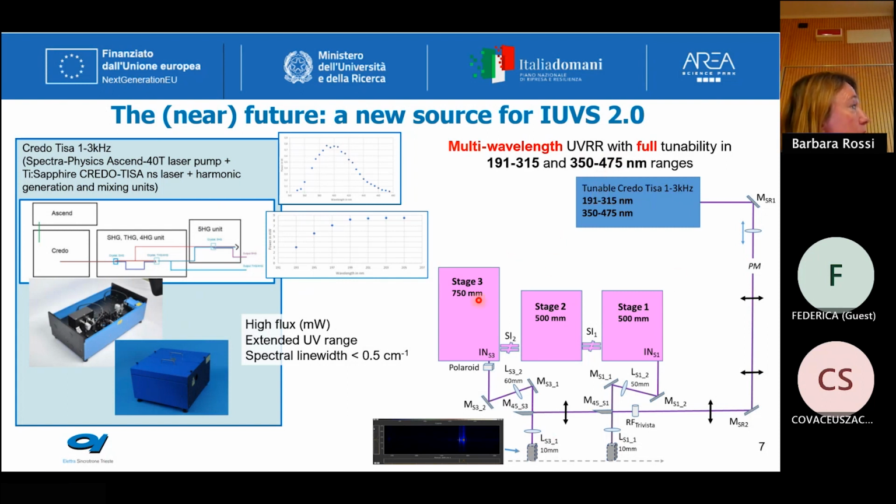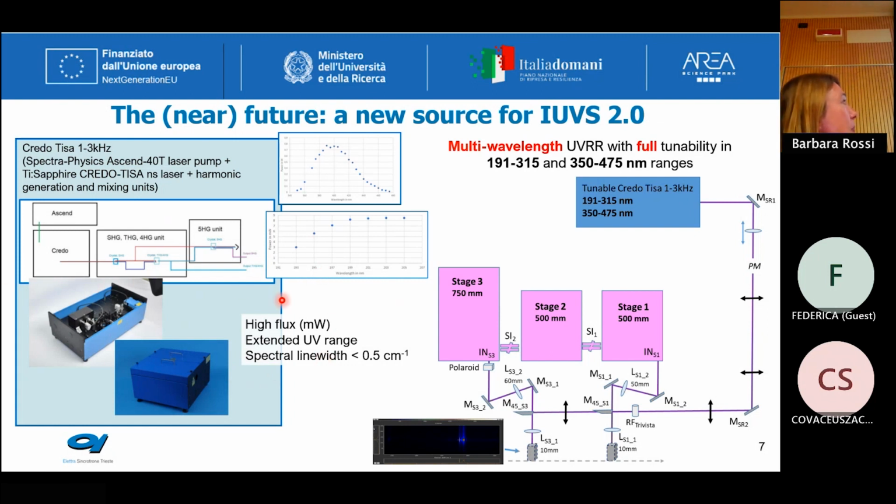So this is the scheme of the layout of the new beamline, which uses this laser source with the main advantage of a very high flux, milliwatts with respect to the microwatts that we use now with the synchrotron light. So this means about 100 times the intensity of the light that we use for our experiments, an extended UV range, and a very fine spectral linewidth, so a very good resolution for the spectra.